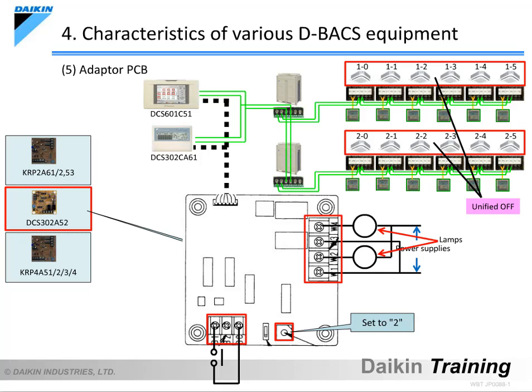By configuring a power supply circuit and lamp between terminals W1 and W2, as well as between terminals W3 and W4, the on-off status can be confirmed by the lamp between terminals W1 and W2, and a malfunction can be confirmed by the lamp between terminals W3 and W4.